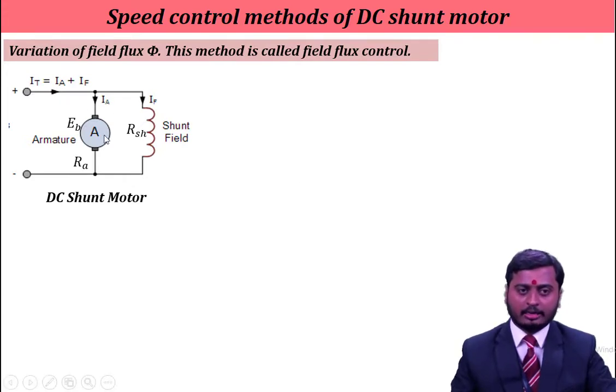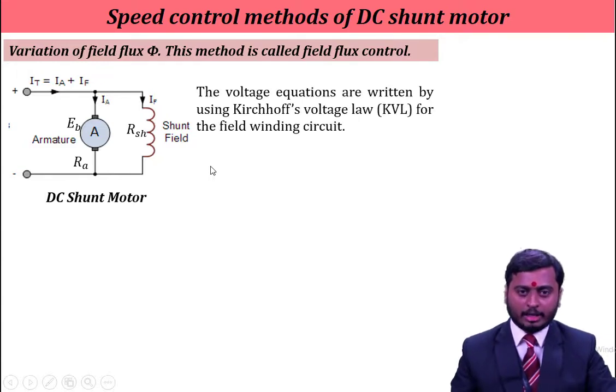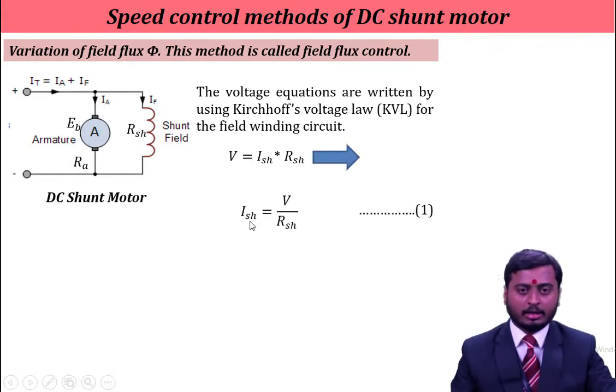Now let's see, this is a simple diagram. Already we discussed this diagram in a previous speed control method. Now whatever equation is associated with the field circuit is nothing but voltage V is equal to ISH into RSH. Now you will ask me the question, sir, what is ISH? The field current IF and ISH are both the same. This is a different nomenclature that I have used here. So V is the supply voltage, ISH into RSH. So from that I can write an equation for the current, that is ISH equal to V upon RSH.